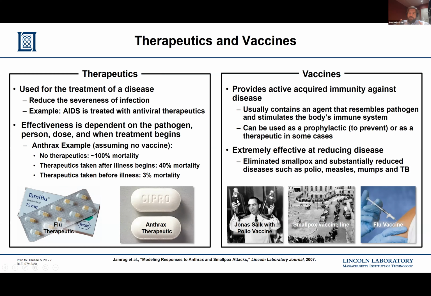And it's been so effective that people have kind of lost sight of how effective it is. It's eradicated many diseases that used to be commonplace, like smallpox, polio, measles, mumps, tuberculosis. I've provided some pictures down here. Jonas Salk invented the polio vaccine, which was a devastating disease for many children across the world. That's a smallpox vaccine line from the 30s. And most of us are accustomed to flu vaccines and getting a flu vaccine yearly.